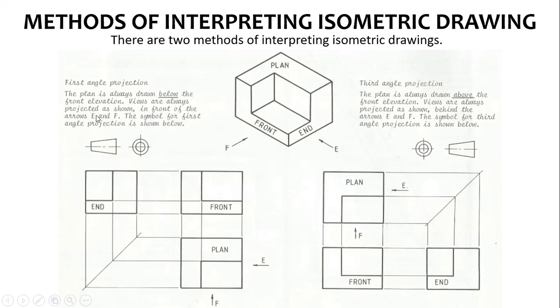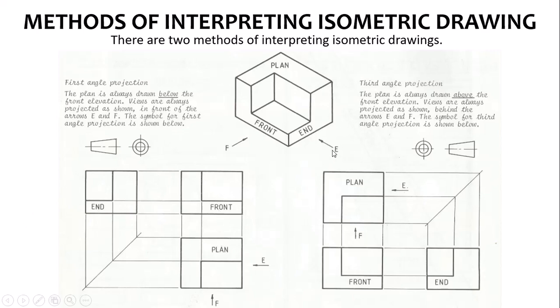So what they mean by the views are always projected as shown. In the front of the arrows E and F, it's simply the direction in which your arrow is pointing is where your drawing of that particular view is going to be. So the front here in first angle projection is pointing towards the right. So our front view is going to be on the right part of all the three views. As you can see here, our front is on the right part. If you say this is the right, then this is the left part, you can truly see that the front is on the right part.